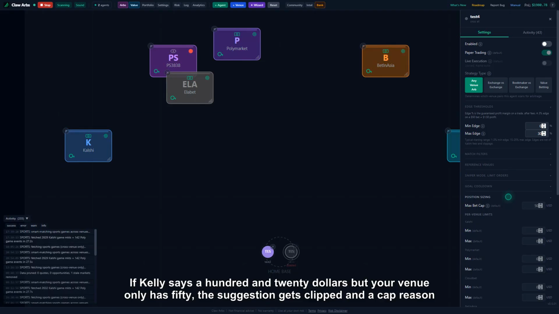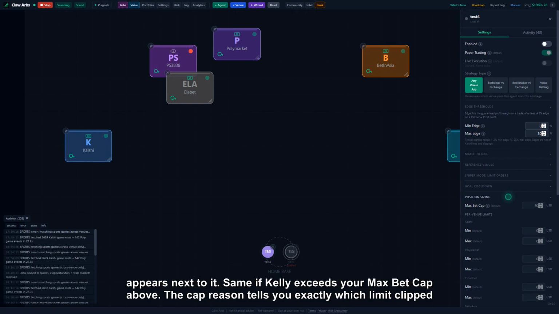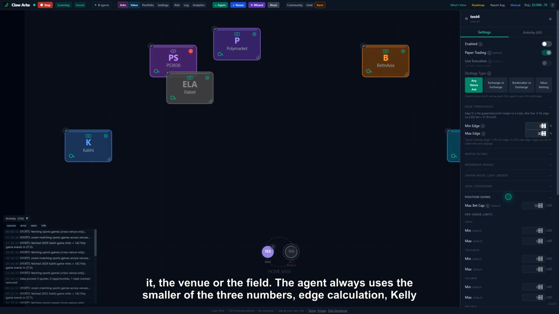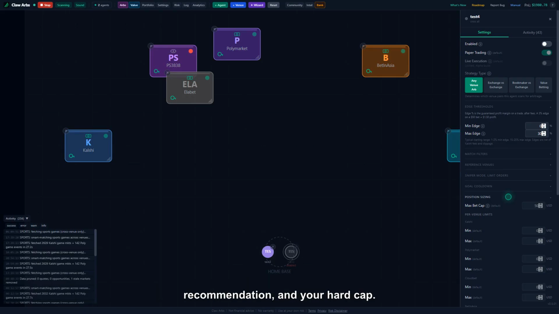If Kelly says $120 but your venue only has $50, the suggestion gets clipped and a cap reason appears next to it. Same if Kelly exceeds your max bet cap above. The cap reason tells you exactly which limit clipped it, the venue or the field. The agent always uses the smaller of the 3 numbers: edge calculation, Kelly recommendation, and your hard cap.